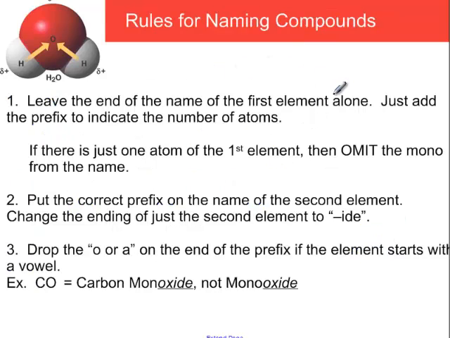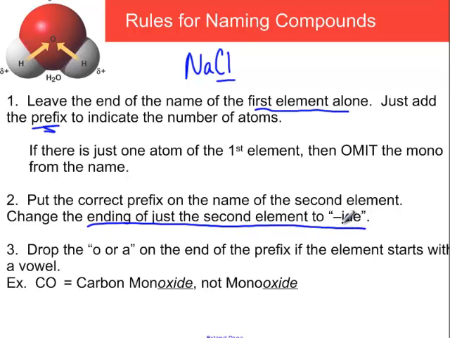So let's talk about naming compounds. What we're going to do is a lot of what we've done already. Think about NaCl, sodium chloride. We left the name of the first element alone. We just said sodium. The only difference here is we're going to add a prefix if there's more than one. The second element, chlorine, we changed to chloride. We still do that. We're still going to change the ending of the second element to "ide." The only catch is we're going to add a prefix. So the first element, just leave it alone. Add a prefix if there's more than one. The second element, change it to "ide," just like we've been doing, and then throw a prefix on.